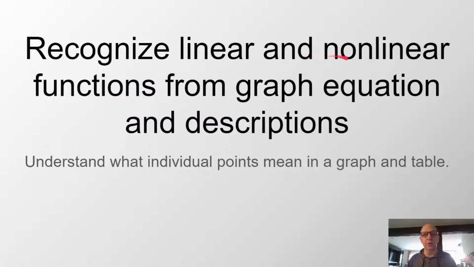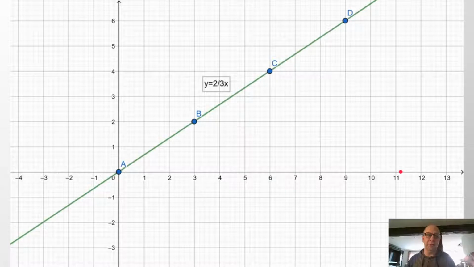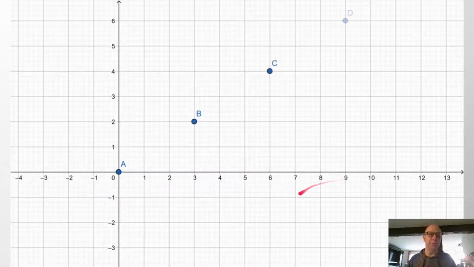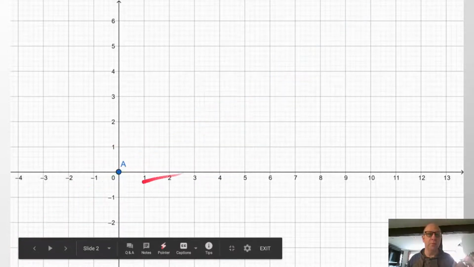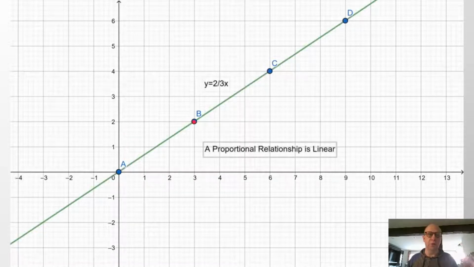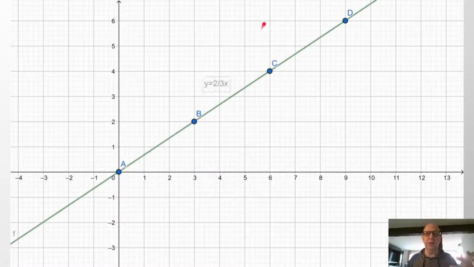So what you're going to learn is basically recognizing linear and nonlinear functions from graphs, equations, and descriptions. And you just need to understand individual points in a graph and a table. So here's a graph of a proportional relationship. You know it's proportional because it's a straight line going through the origin. Notice the slope is up 2 over 3. That's also the unit rate in a proportional relationship because for every point you go up 2 and over 3 to get to the next point.